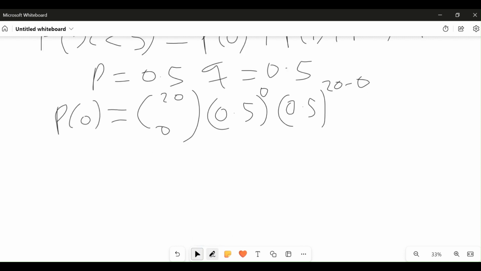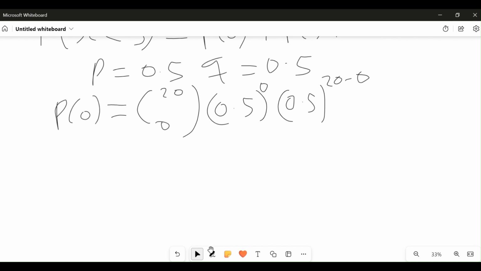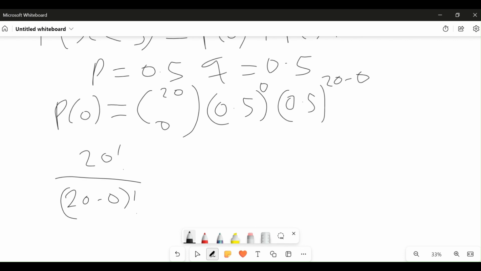So now, what's the probability of 0? What's 20 combination 0? So that would be what? 20 factorial all over 20 minus 0 factorial times 0 factorial. Don't forget 0 factorial is equal to 1. Alright, and this will give us what? 20 factorial all over 20 factorial, since 20 minus 0 is 20, times 0 factorial. All of this will be equal to 1. Okay? All this will be equal to 1.